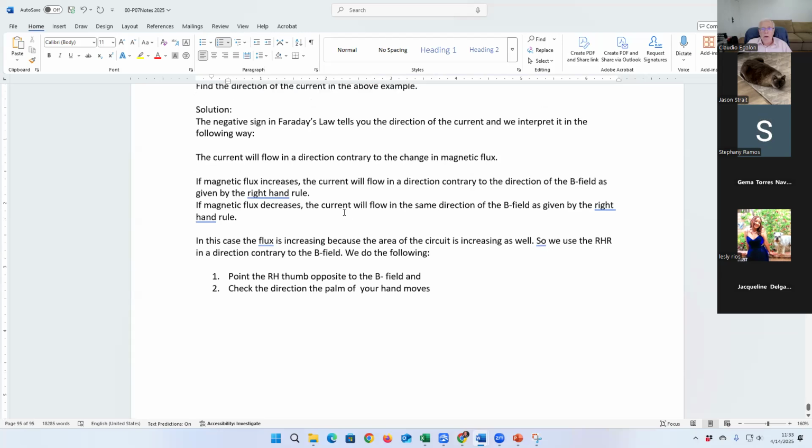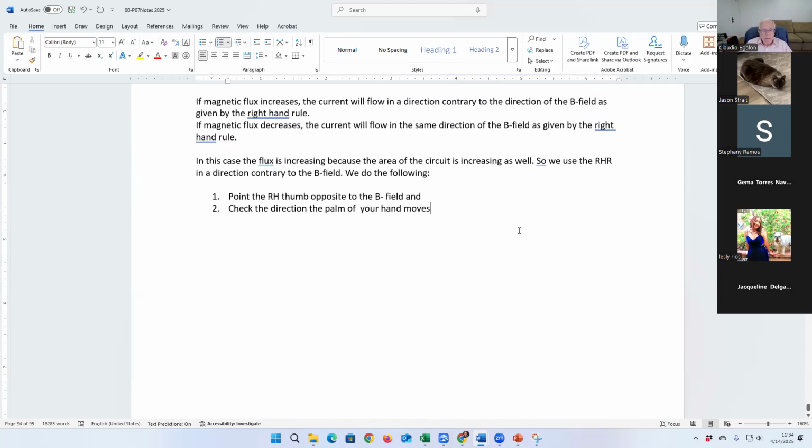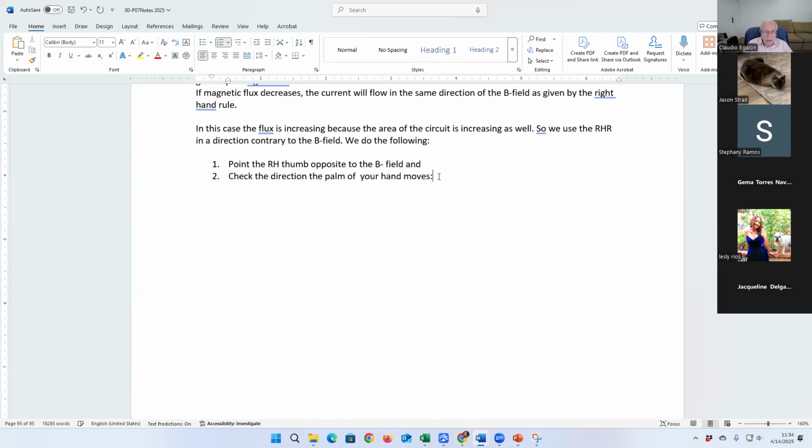In this case, here you go. Magnetic field is into the board, consequently, right thumb must be out of the board. Now look at the direction of motion of your right hand, the palm of your right hand. It goes in the counterclockwise direction, okay? In this case, it is the counterclockwise direction. Okay. That's a very simple rule.